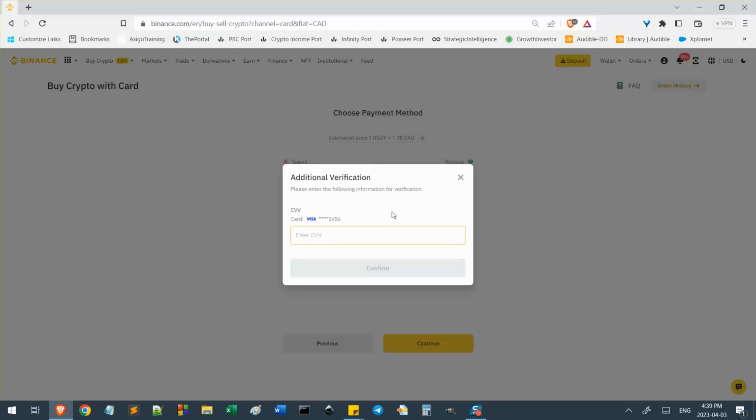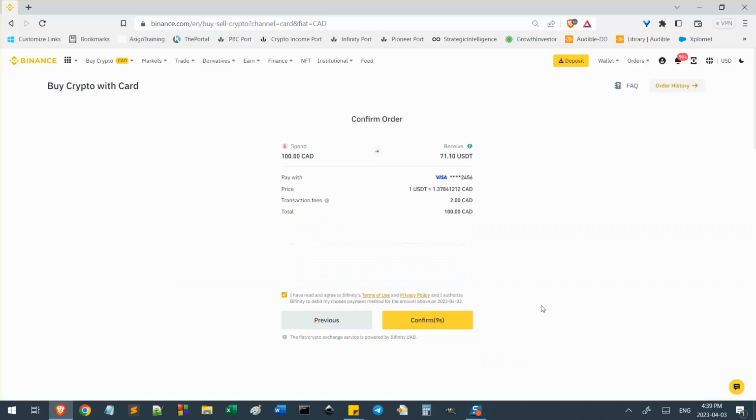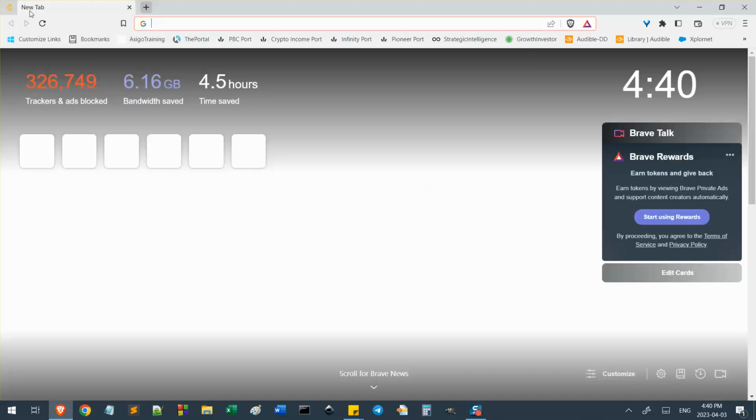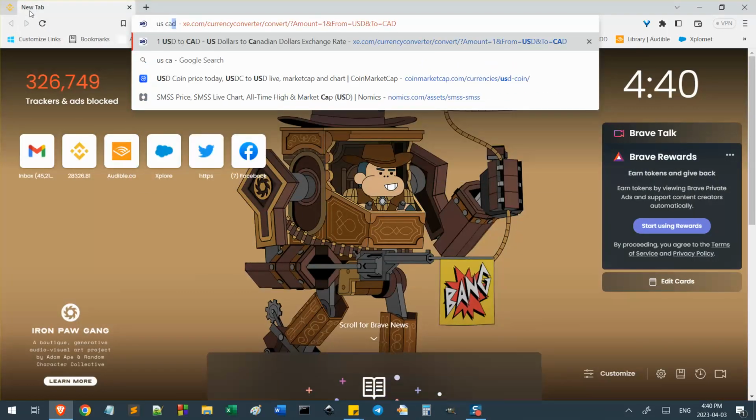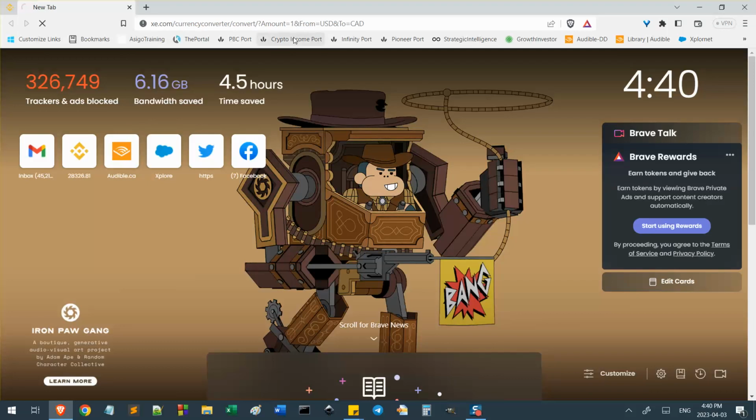Okay, now I'll enter in my code from the back of the card. Okay, so then you are brought to this page so that you can confirm the order. It shows what you're going to get. Here, I'll show you this other page, US Canadian exchange rate. This is a website I use, on xe.com. I will show you the currency exchange rate that shows up there.